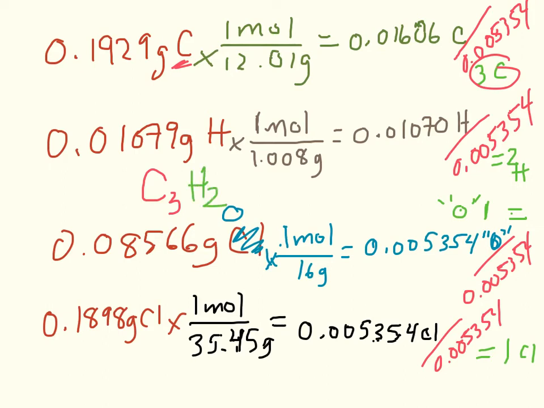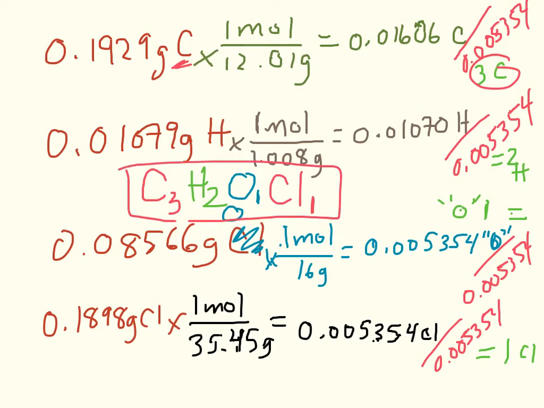And then we have oxygen, so I'm going to write O next, and we have 1 of those. We don't need to write the 1, but you can. And then the last one is chlorine, and we have 1 of those. So the formula is C3H2OCl, and that is called the empirical formula. It's kind of a cool trick.